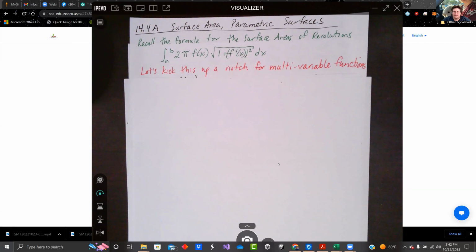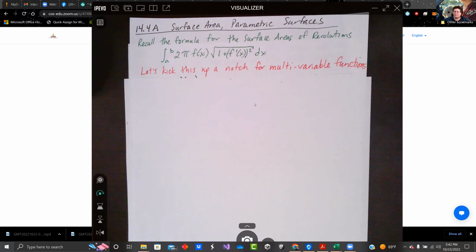We are doing, in this section 14.4, surface area with parametric surfaces. So recall the formula that we had for surface areas of revolutions way back in, what was it, Calc 1? I think, no, Calc 2 maybe. We did 2 pi times f of x times the square root of 1 plus the derivative of f of x squared. We integrated and evaluated that from a to b.